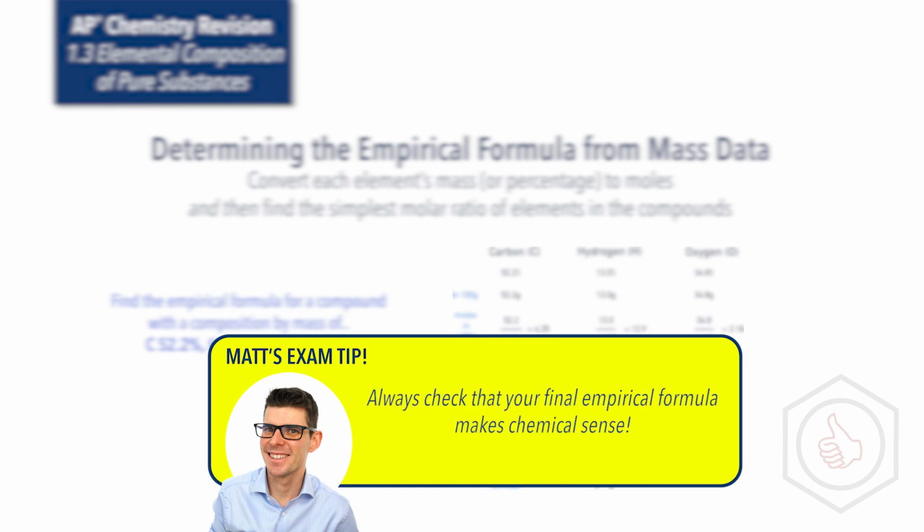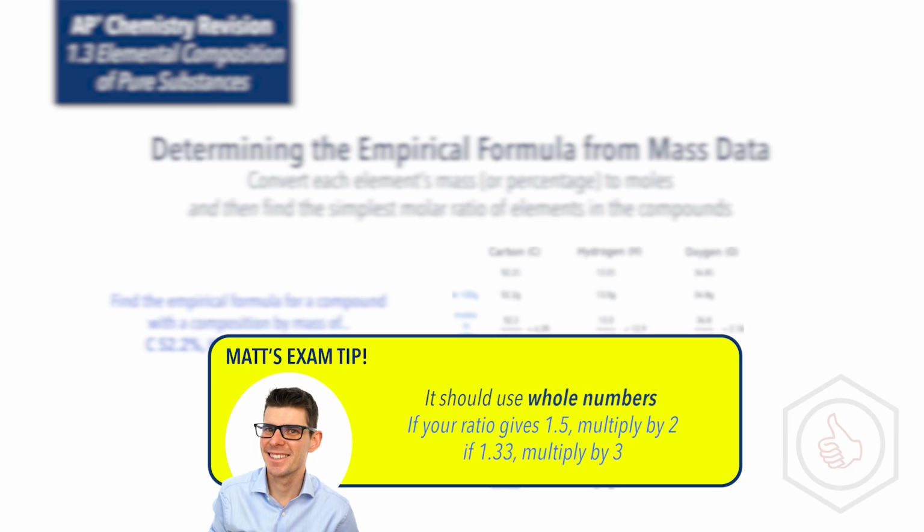Exam tip here: always check that your final empirical formula makes chemical sense. It should always be whole numbers and reflect what's possible based on the elements involved. If your calculated ratio gives 1.5 or 1.33, multiply the ratios to clear the decimal. For example, times everything by 2 to get rid of 0.5, or times everything by 3 to get rid of 0.33.